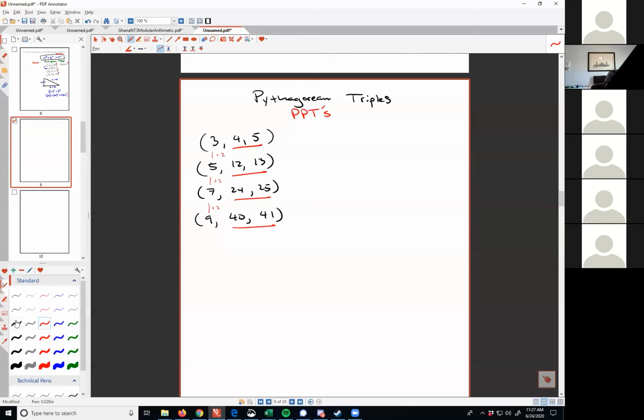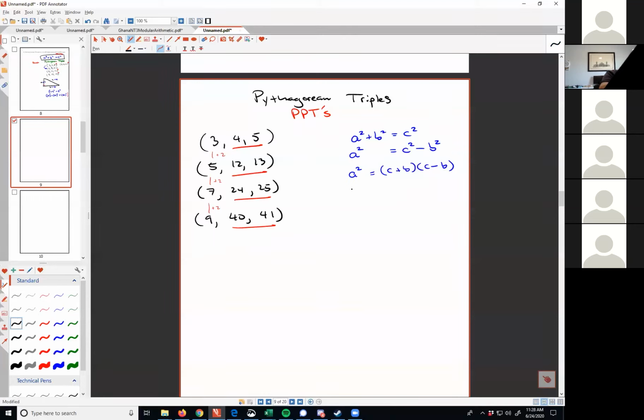I want to point something out. We usually write the Pythagorean theorem as a squared plus b squared equals c squared. But if we wanted to, we could rewrite it as a squared equals c squared minus b squared. And how does c squared minus b squared factor? Oh, the difference of squares. So it's c plus b times c minus b. Okay. Well, what happens if c minus b equals 1 every time? Then it's just c plus b. That's right.